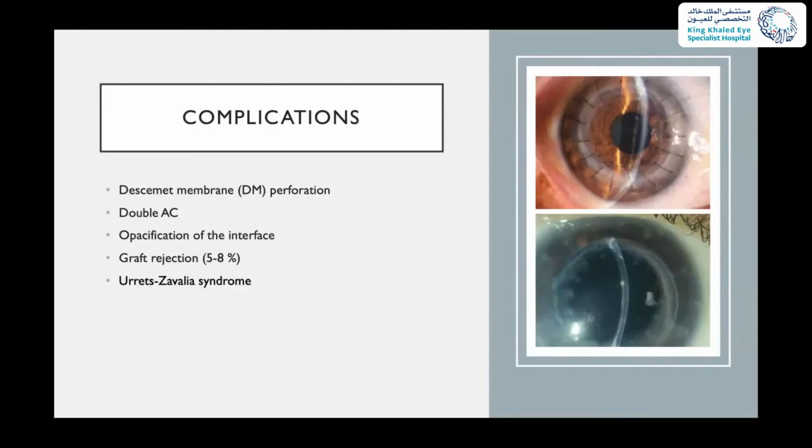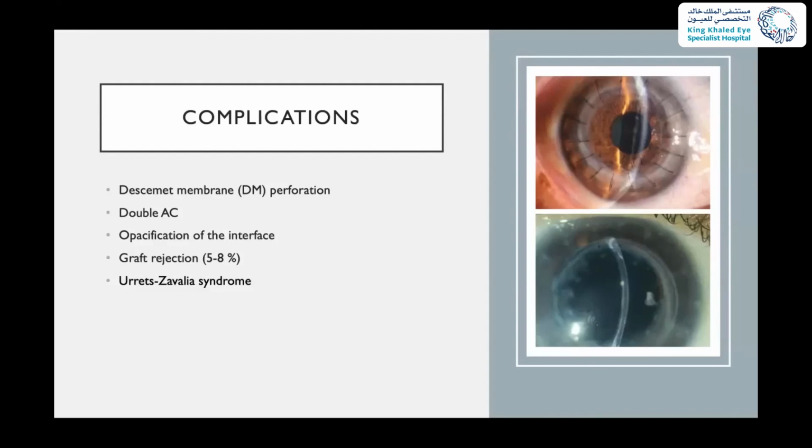Another complication post-LK that is special to LK is ossification of the interface. This can be prevented by meticulous irrigation and cleaning of the debris from the bed of the host, and can be minimized with clear and regular stromal dissection.